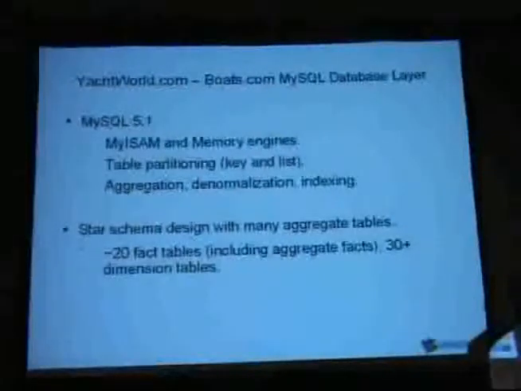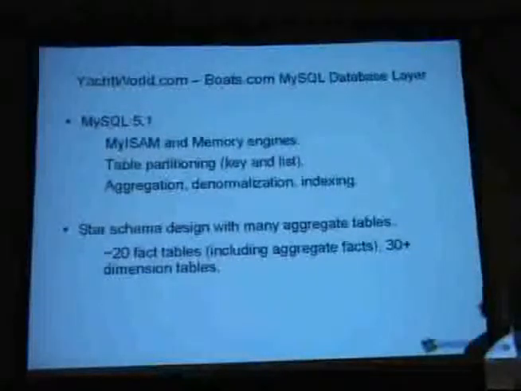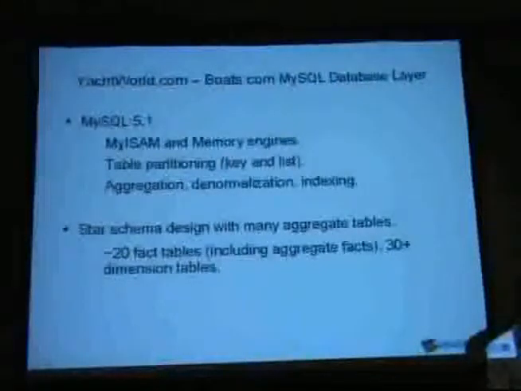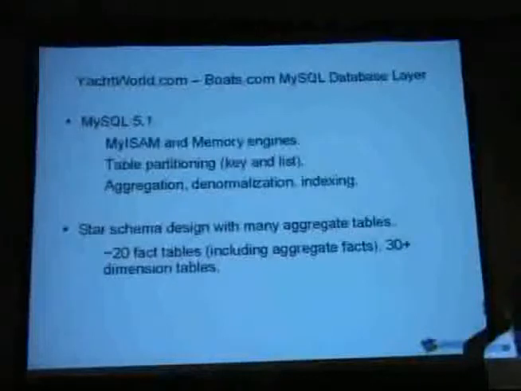So our design methodology was a star schema with many aggregate tables. The high fact table to dimension table ratio is because we had a lot of aggregate fact tables. We had about 20 fact tables, but most of those were aggregate fact tables. We had 30 plus dimension tables. We didn't denormalize the dimensions, so that's one of the reasons why the dimension tables are a smaller number than you might expect.